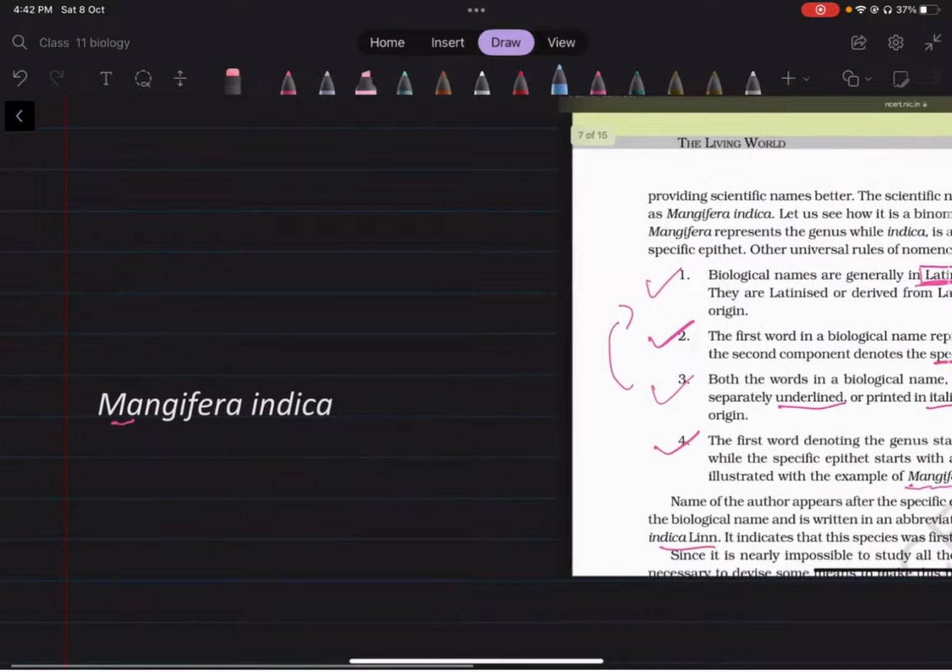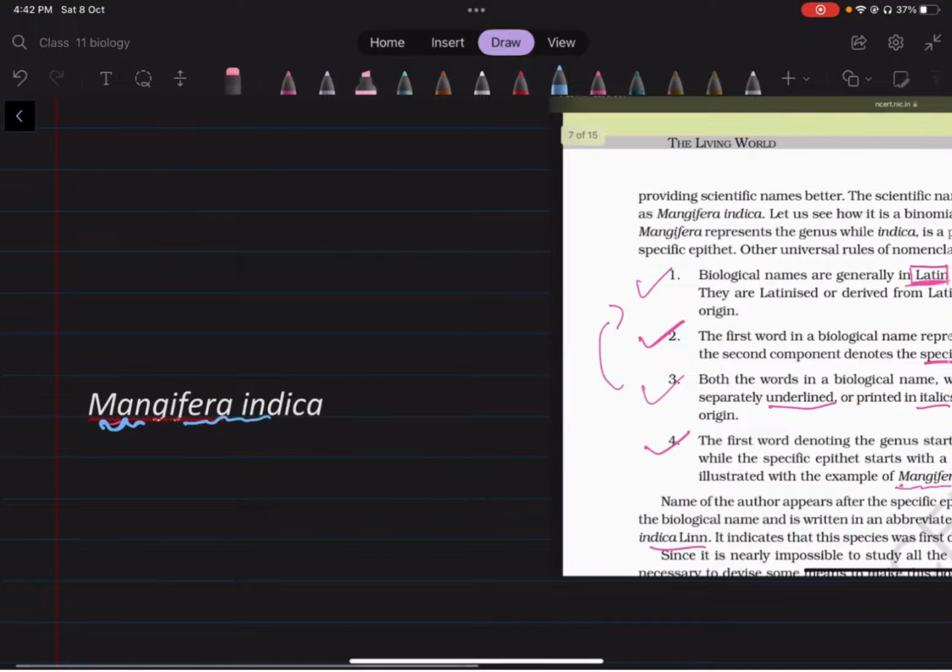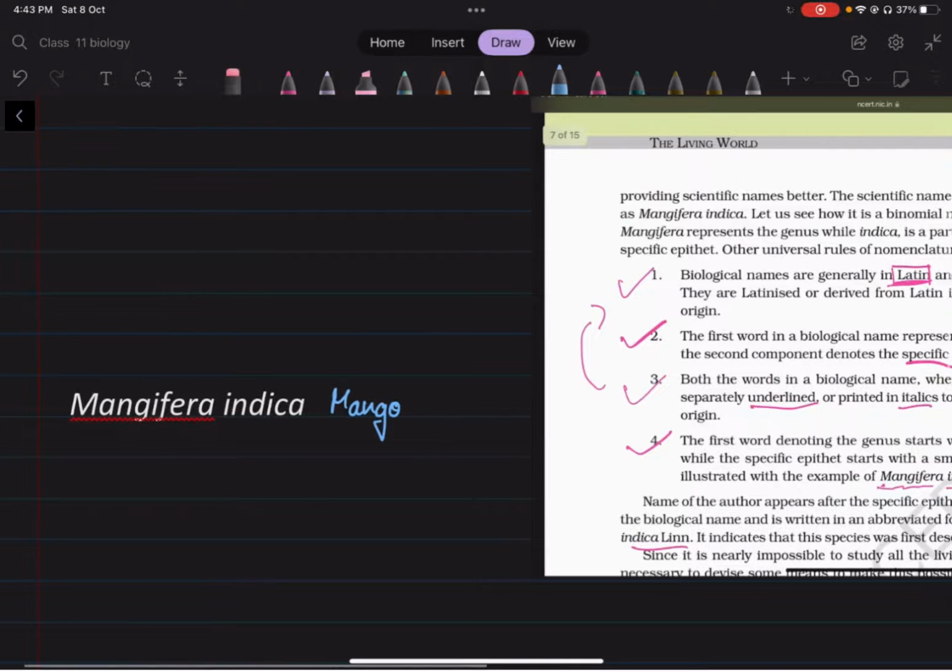So here is an example: Mangifera indica. Mangifera indica is the scientific name of mango, right? Here you'll notice there are two words present in the name. One is Mangifera and one is indica.